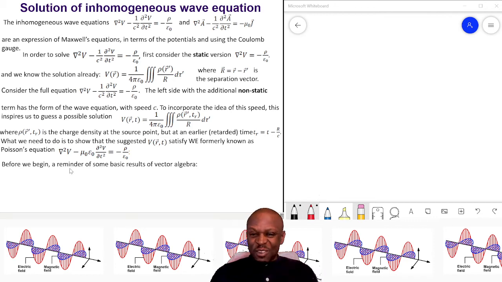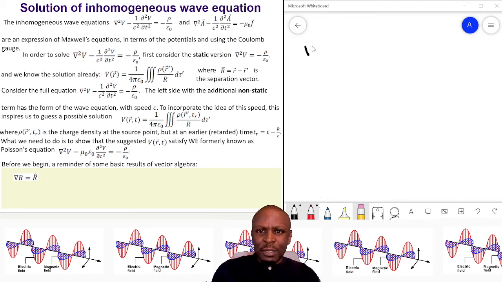I do not want you to prove them, for example. The first one is the gradient of R. The gradient of R is just the unit vector R. This is the only one that I will be proving, because I'm going to present many to you.